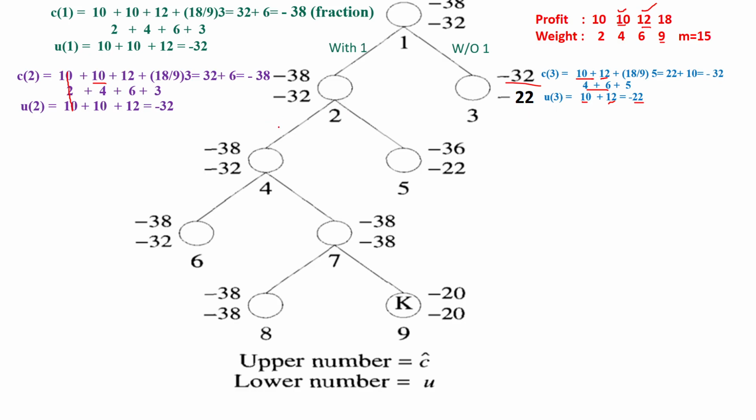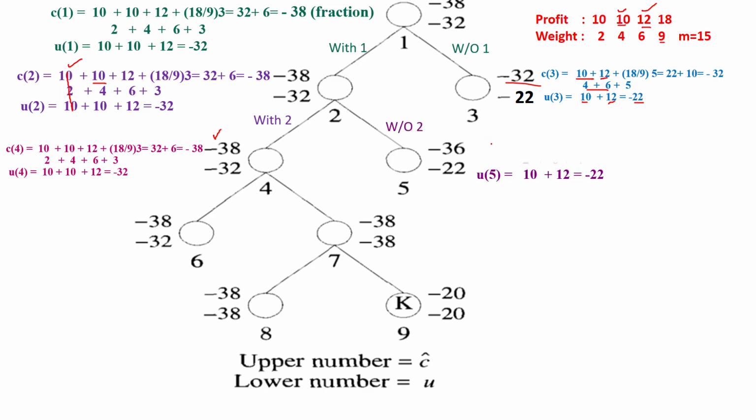Next I'll check the next part, with 2 here. Same thing. While finding the C and U for the first node itself, we included the first item and also the second item. That's why here the C and U value remains the same. Next I'll go for without 2. Without 2 means I don't consider the second item. Remaining items you have to consider.